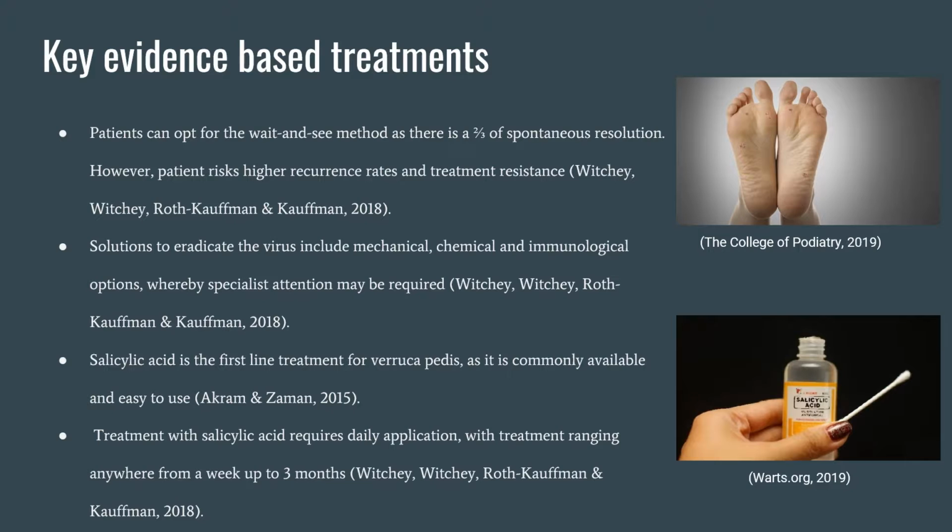Chemical options for treating Verruca Pedis include topical application of acidic compounds on the wart. The acid within the compounds dissolves excess keratin and kills the infected keratinocytes by inducing local inflammation. The most commonly used acidic agent is salicylic acid. Salicylic acid is the first-line treatment for Verruca Pedis, as it is commonly available and easy to use.